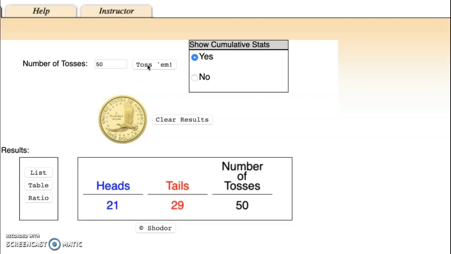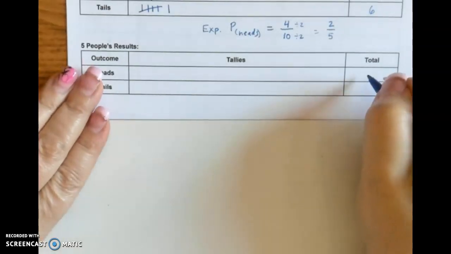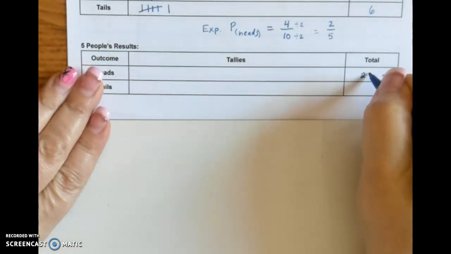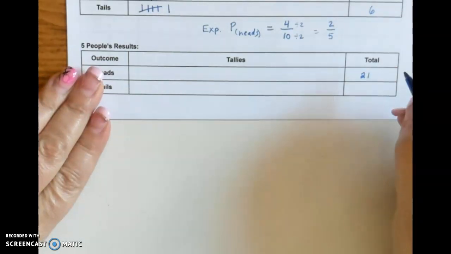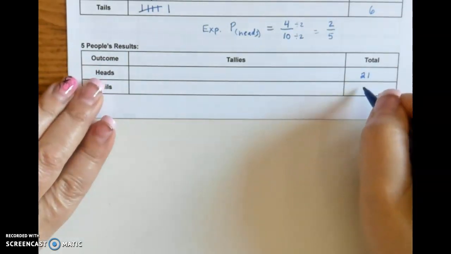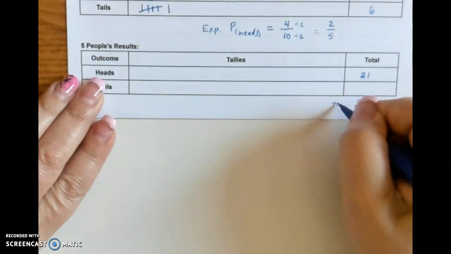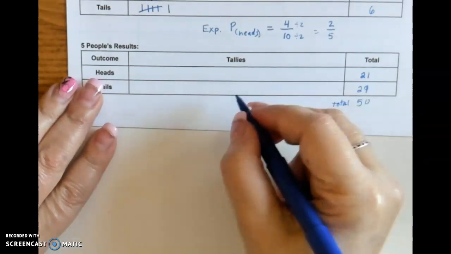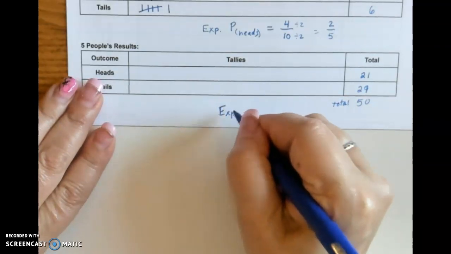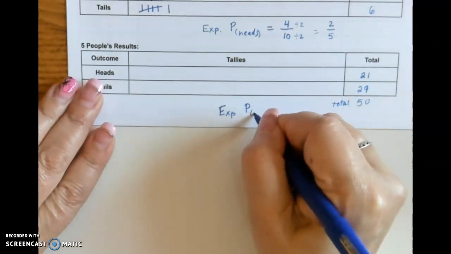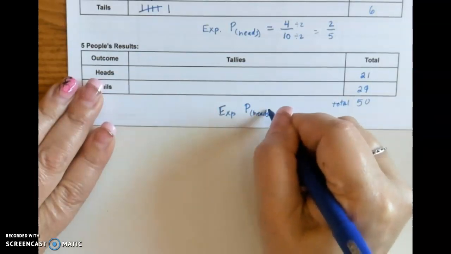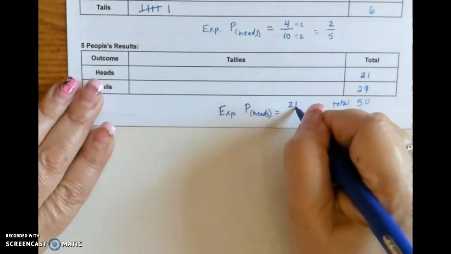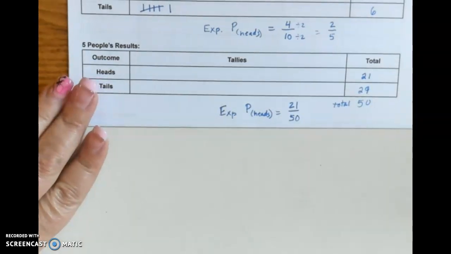So 21 heads out of 50 tosses. Okay, so if 5 people did the experiment and they got a total of 21 heads out of 50 total tosses, I think that was 29 tails, then our experimental probability of landing on heads is 21 out of 50.